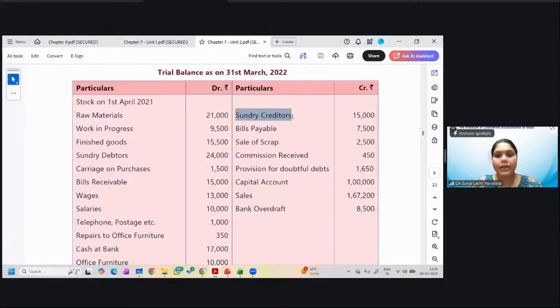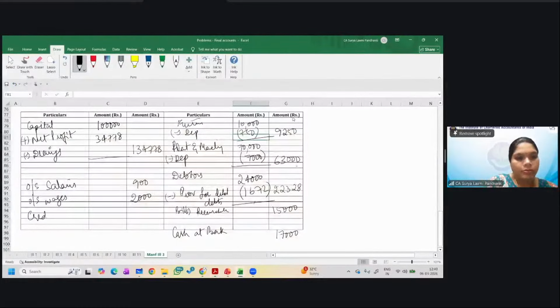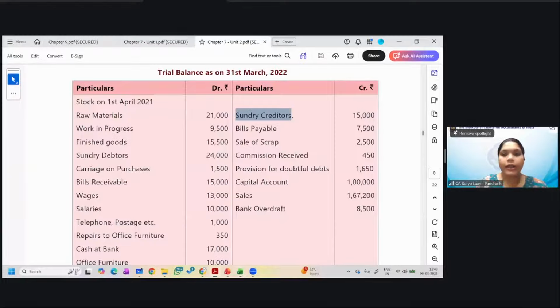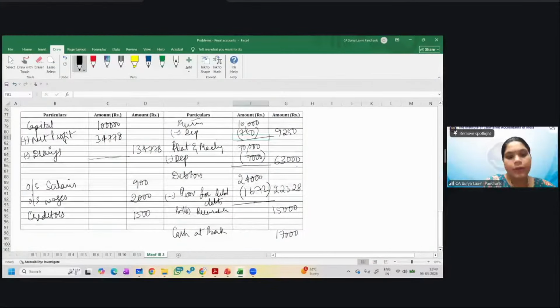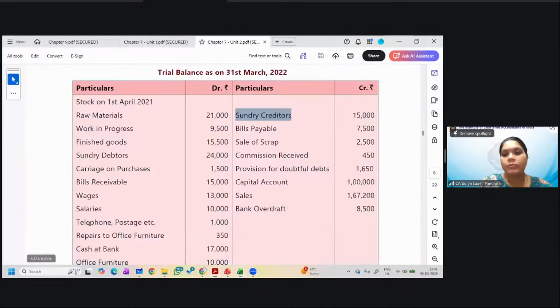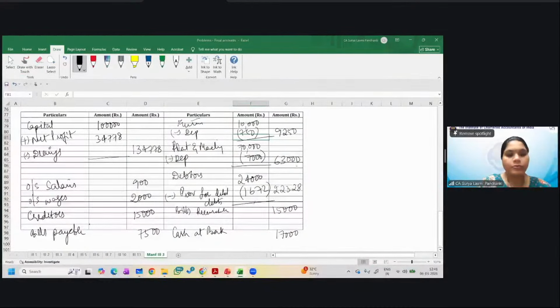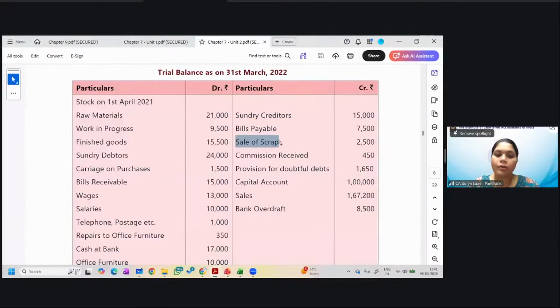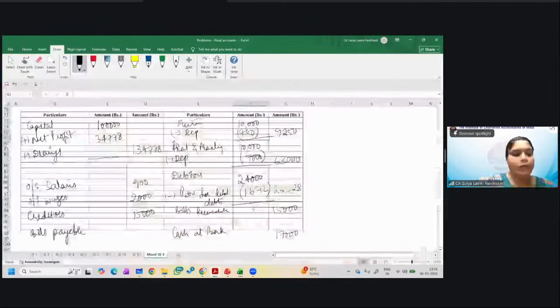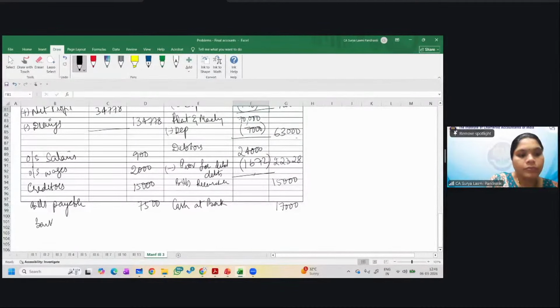Now I'm coming here. Sundry creditors is there. Creditors value is 15,000. Okay. And bills payable is also there. Bills payable 7,500. Yes, sale of scrap we took it in trading, commission we took it in P&L, provision we have removed here from debtors, capital is done, sales are done, bank overdraft. Bank overdraft 8,500.